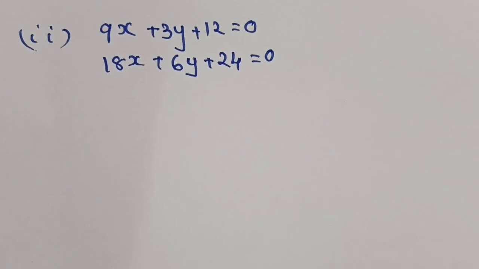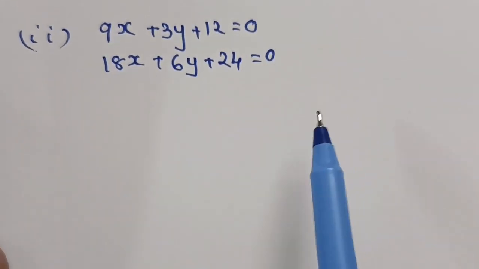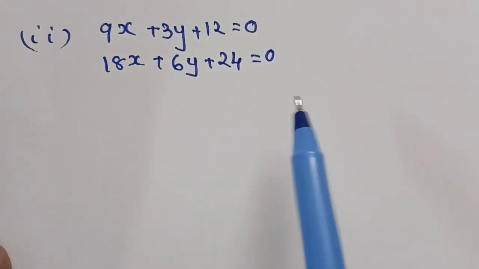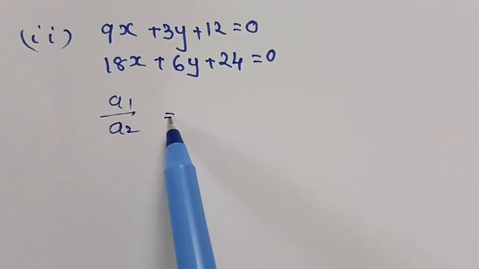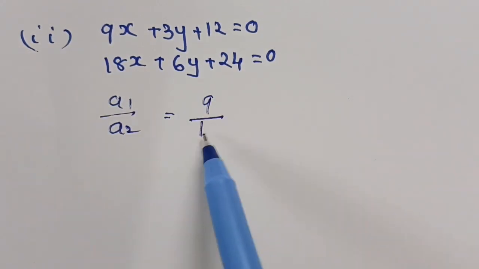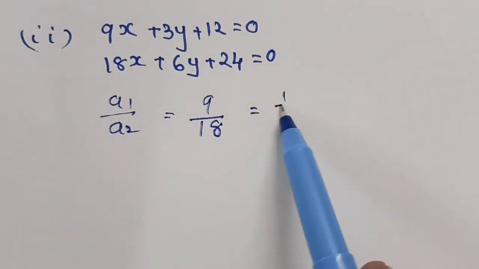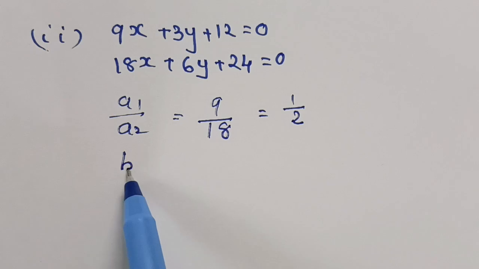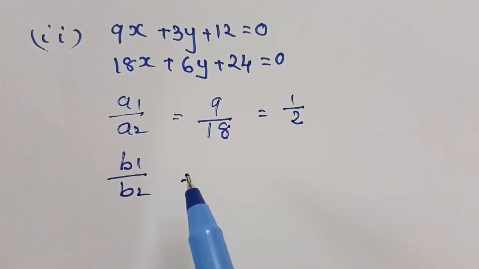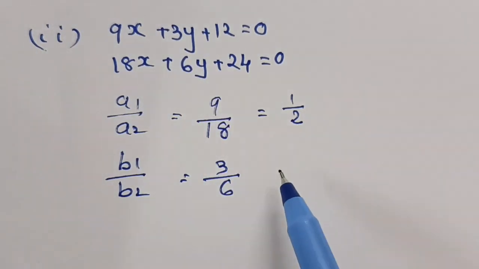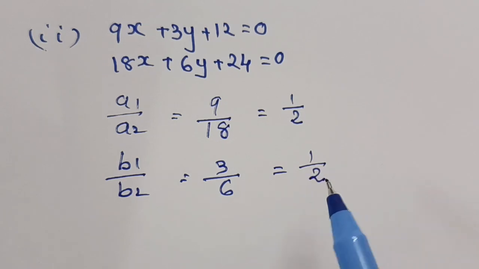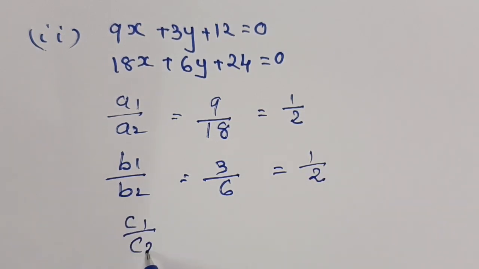Second question, 9x plus 3y plus 12 equal to 0, 18x plus 6y plus 24 equal to 0. First find a1 by a2. a1 by a2 equal to 9 by 18. After cancellation, you get 1 by 2. Now b1 by b2 equal to 3 divided by 6, that is the coefficient of y. Again cancelling, you get 1 by 2. Now find c1 by c2. c1 by c2 equal to 12 by 24. Cancelling, you get 1 by 2.